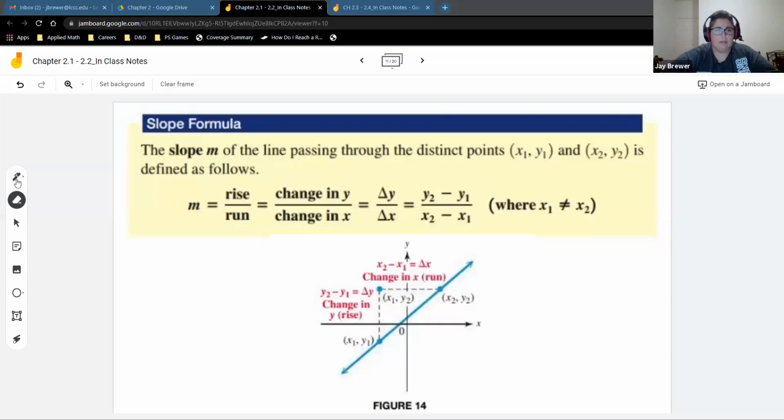Okay, so today on Mr. J's or Professor J's Algebra Cafe, we're going to learn about section 2.2, the slope of a line.